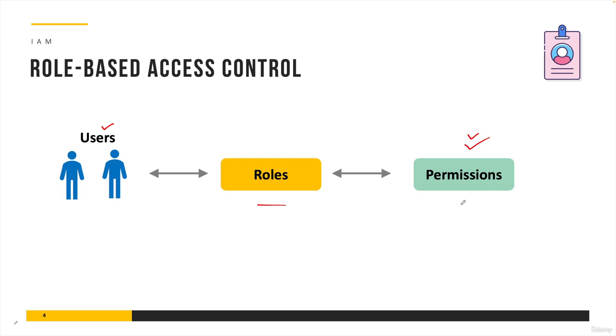Now, how does it help? It simplifies management in so many different ways. For example, consider onboarding. When a new employee joins, you simply assign them the relevant role for their position. For example, they may be a software engineer, an HR manager, or in customer support.